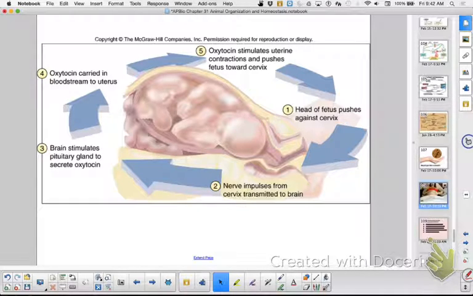Okay, now I talked to you about the head, cervix, okay, and then what happens, this goes to the brain, then the pituitary gland, more oxytocin, and it continues and continues. So positive feedback involves output that intensifies and increases the input, thereby increasing the process to an even greater change in the same direction.